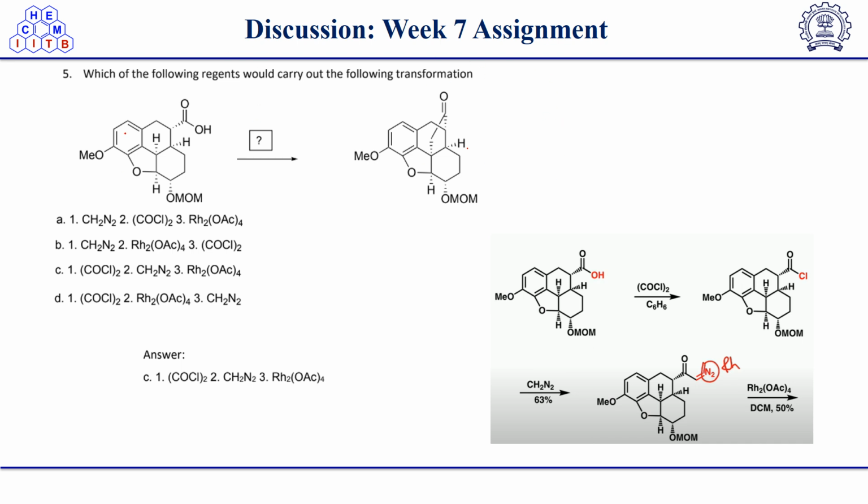So from this compound to this compound, for the particular transformation, first we have to activate this carboxylic acid to get the acid chloride, and then treating it with diazomethane will give this diazo compound, and then we have to treat it with dirhodium tetraacetate so that it will undergo carbenoid formation and subsequent cyclization to get this product given here. So the correct answer will be option C.